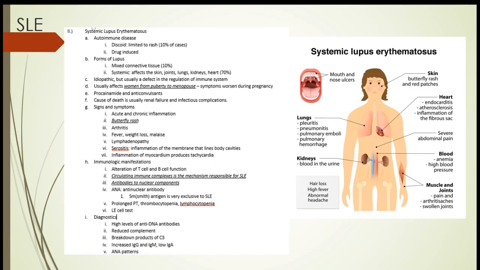This is very exclusive to lupus. Some of the other diagnoses, we have anti-DNA antibodies. We have breakdown products of C3. We got increased IgG and IgM.